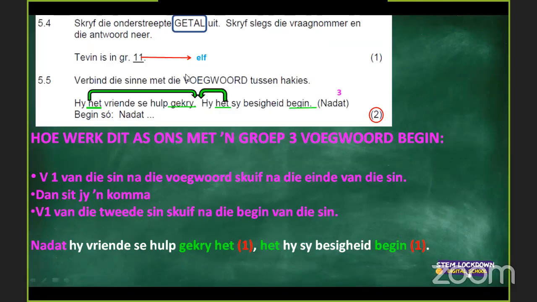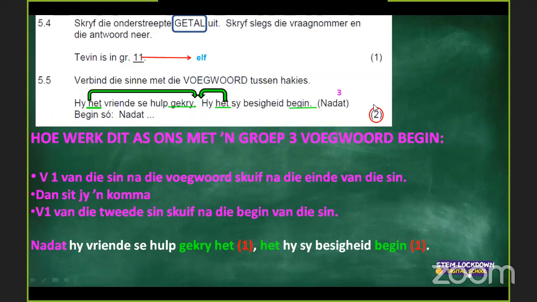Because often you read verbind die sinne met die voegwoord tussen hakies, you see the 2 sentences and you just start joining the 2 sentences. Check if they haven't told you how to start. So in this one they say begin so, nadat. They want you to start by joining with a group 3 conjunction.